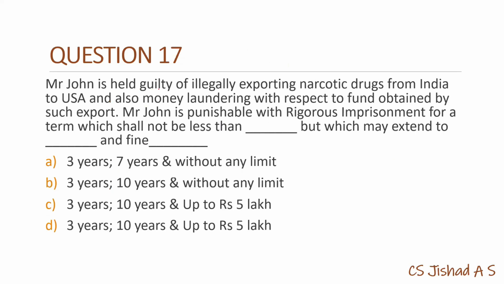Mr. John is held guilty of illegally exporting narcotic drugs from India to USA and also money laundering with respect to the fund obtained by such export. Mr. John is punishable with rigorous imprisonment for a term which shall not be less than dash, but which may extend to dash and fine. So this is under Prevention of Money Laundering Act 2002. Narcotic drugs come under paragraph 2 of part A of the Schedule of Prevention of Money Laundering Act. For offences related to narcotic drugs and psychotropic substances, the minimum punishment will be 3 years, maximum 10 years, and the fine will be without any limit. So the option will be number B.